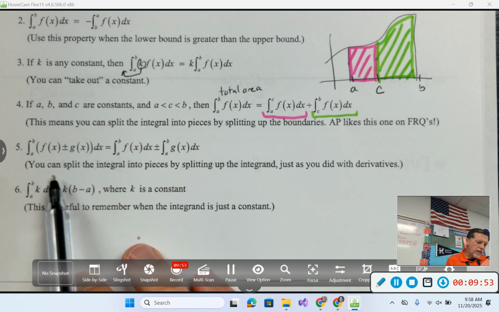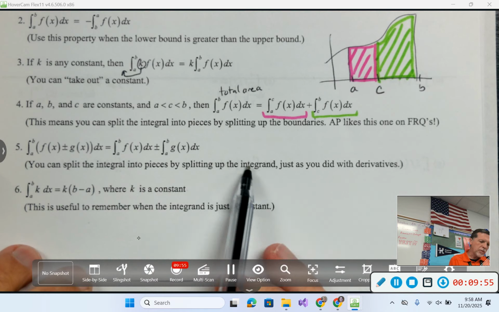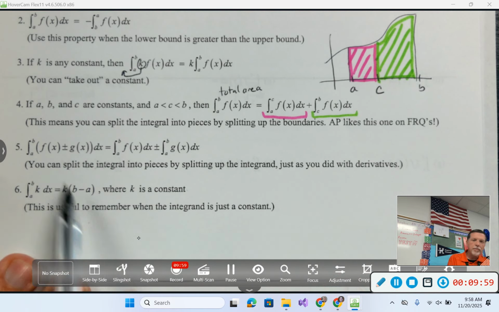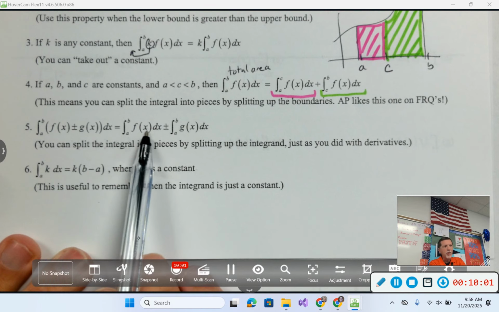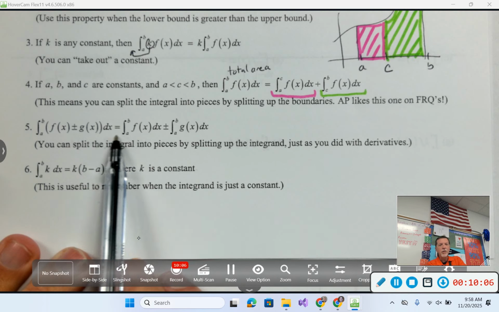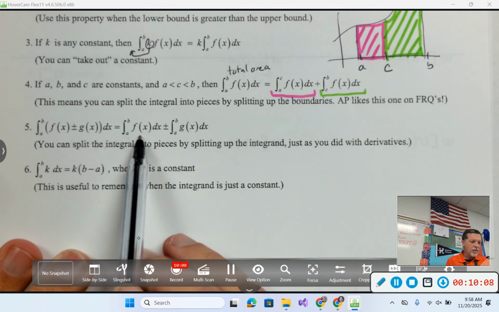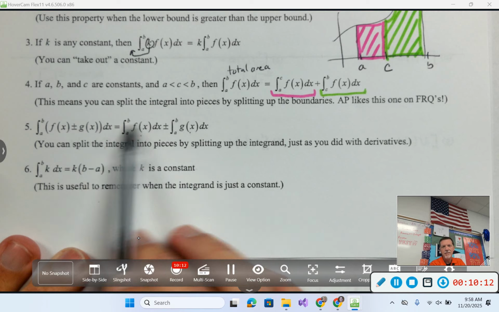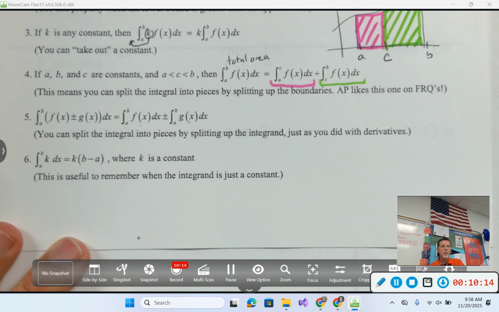Number 5. You can split the integral into pieces by splitting up the integrand, just as you did with derivatives. We've done this already. You didn't even realize we were using a property on that test when you had to take the integral or the antiderivative of two different things. You just took the antiderivative of the first one and the antiderivative of the second one. This property makes sense. You've done that before.